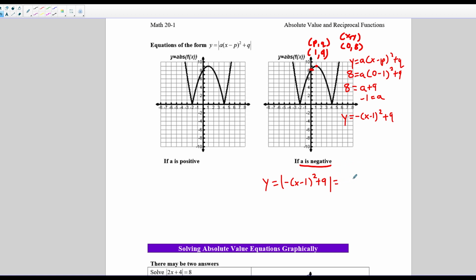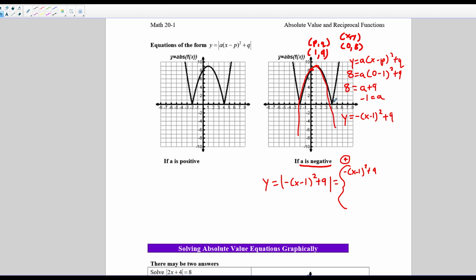And now I can split this up into my piecewise function. So what's going to happen here is I'm going to have my positive case here. My positive case, we can think of this as being my original. So I've got negative (x minus 1) squared plus 9. And I'm going to have two sections here. So recall, if this is our original, that's going to be this parabola looking right here.